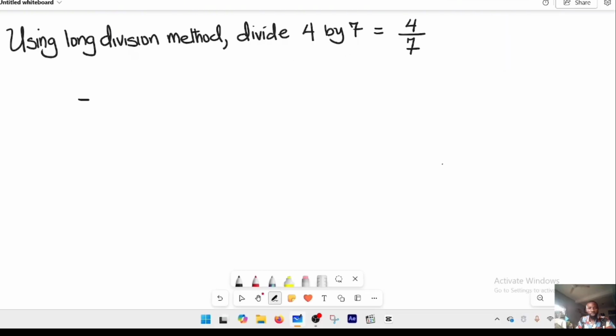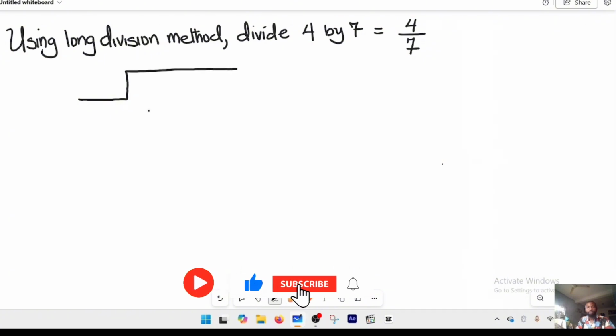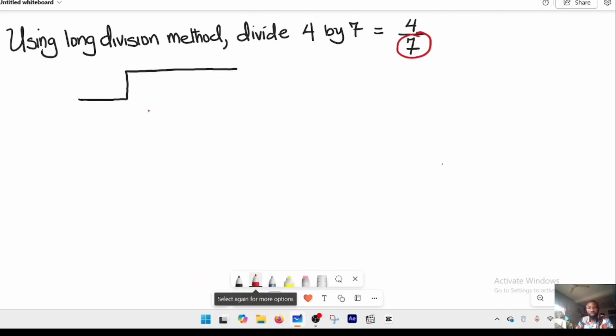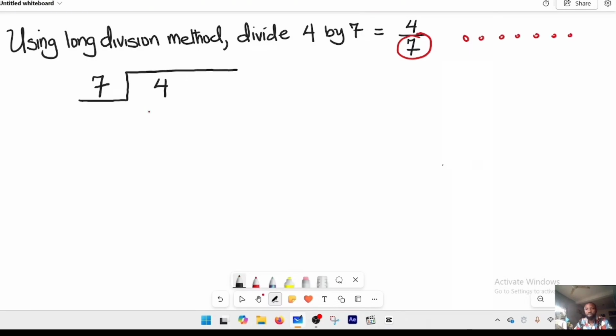First of all, we open our long division board like this. This number 7 will find itself here, and then the 4 comes here. The first thing we do is to put our template 7 out. 7 dots: 1 2 3 4 5 6 7, and then put our 4 here like this.